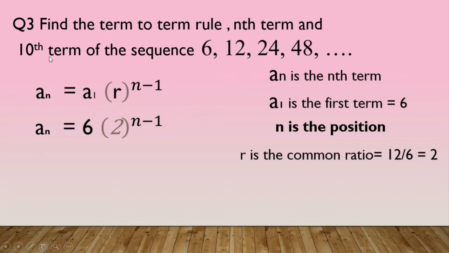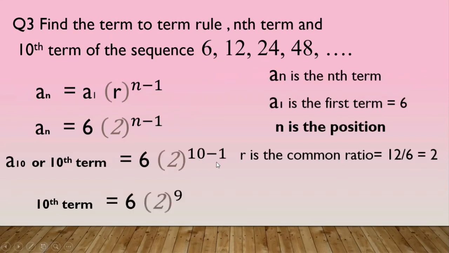To find the 10th term, in place of n, we'll just put 10, the position. Substituting 10 in place of n, what do we get? 10 minus 1 is 9, and 2 to the power 9 is 512. So 6 into 512, that is going to be our 10th term, which is 3072.